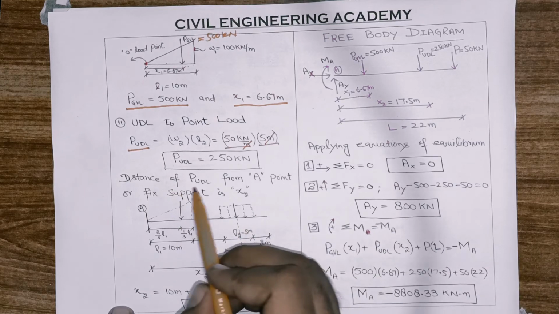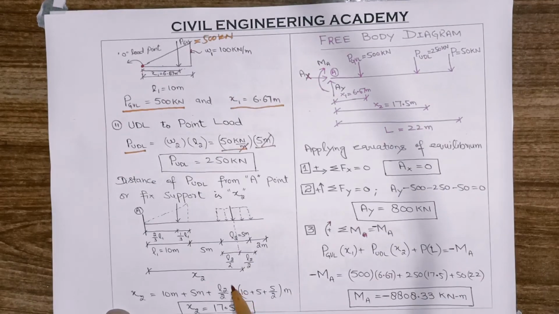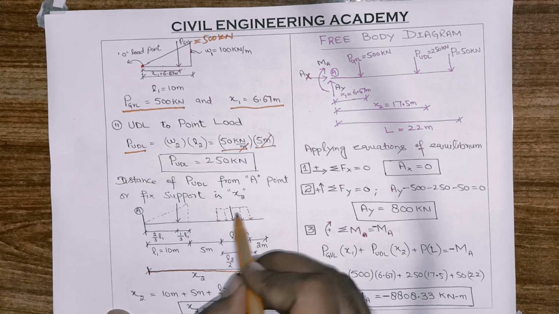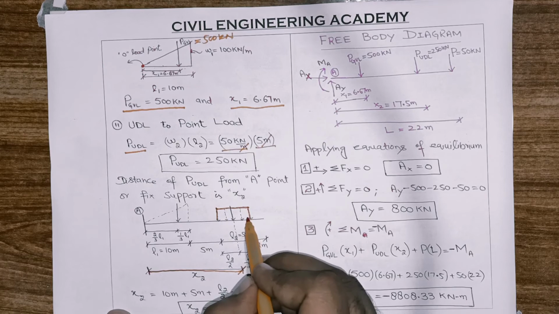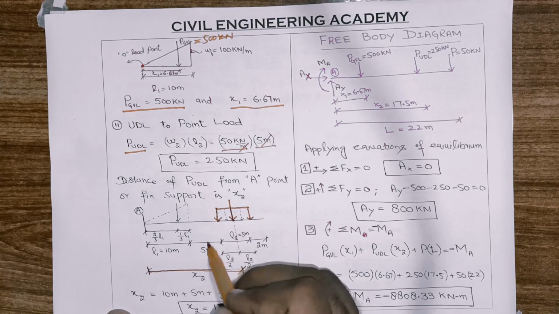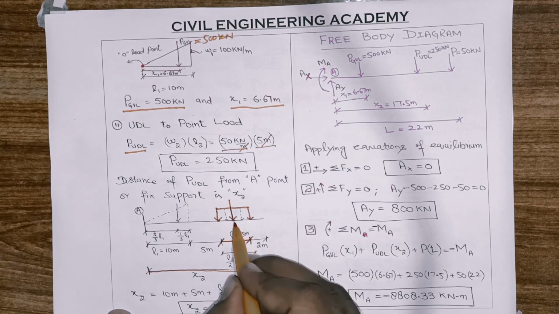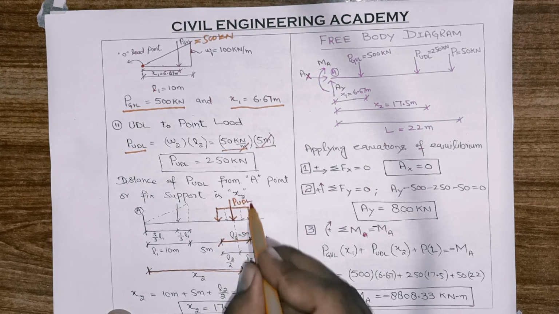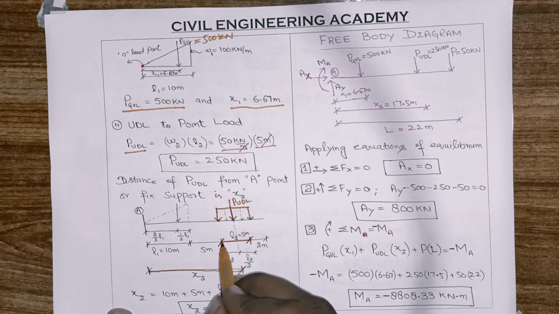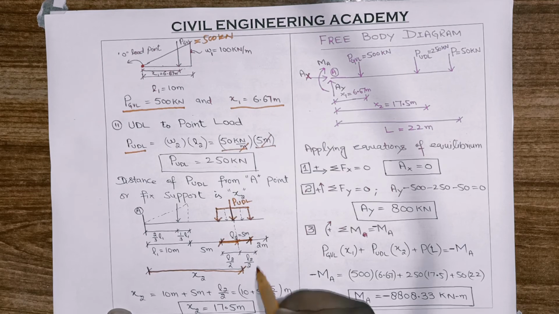Now the distance of the UDL point load from the fixed support is x2. We are supposing it as x2 from this point to the midpoint, because the UDL point load acts at the midpoint of this rectangular load. So the whole span of the rectangular load is 5 meter. So this point load PUDL will act at a distance of 2.5 meter from either end. From this end it is 2.5 meter, L2 by 2, and from this end this is also L2 by 2, that is 2.5 meter.